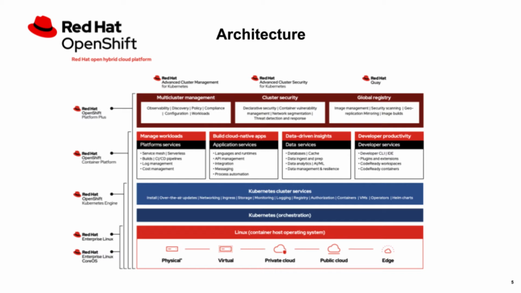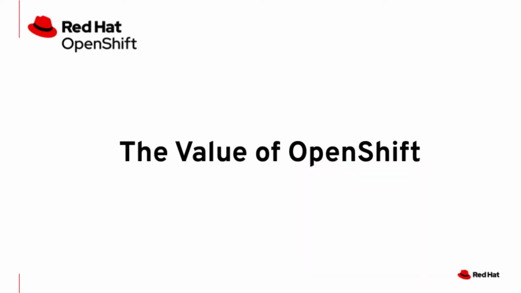Red Hat OpenShift architecture provides various value-add services on top of the Kubernetes platform, as you all know. For example, you can see platform services, application services, developer services, and so on. Now, Michael is going to talk about the value of OpenShift.